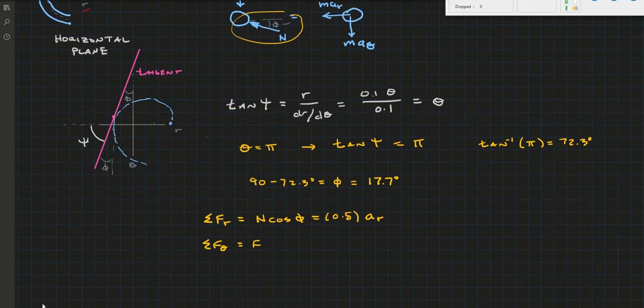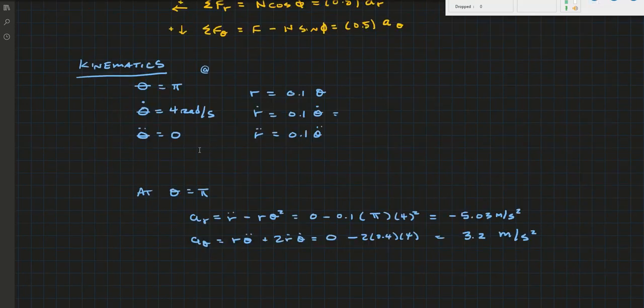I guess I should, just to be extra clear, show that these are the directions we're talking about. So F, and then we have minus N sine of φ equals 0.5 times the acceleration in the θ direction. So for our kinematics, we can set this up for θ and r, and then solving for the radial acceleration and the acceleration in the θ direction, we end up with these two values. We can plug those into the yellow equations above, and we get these results.